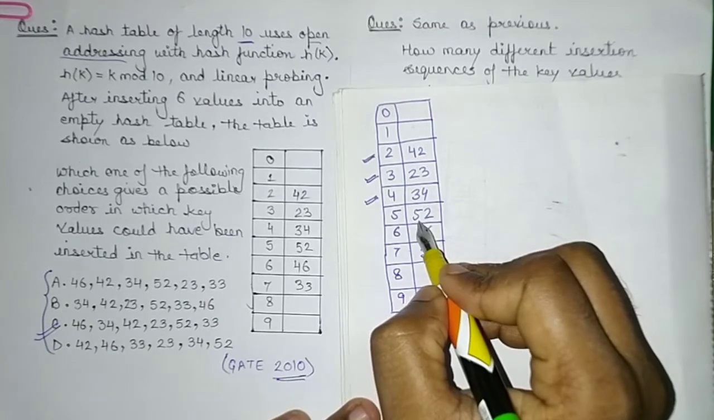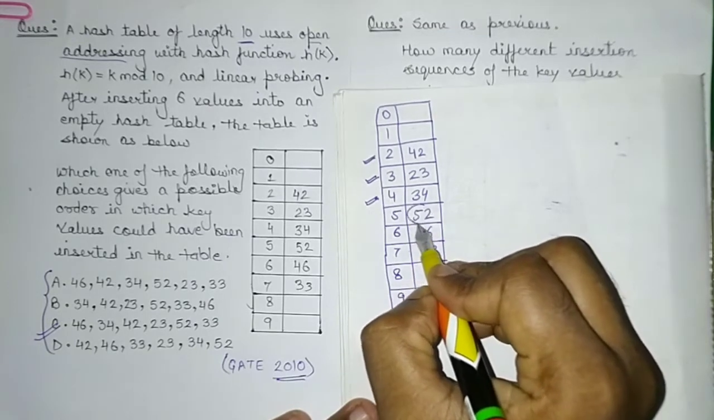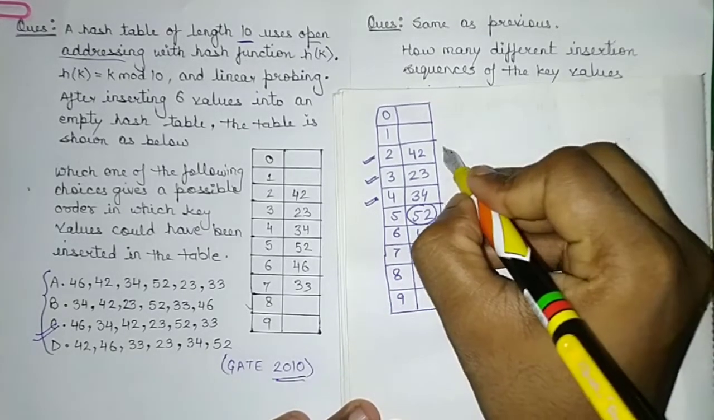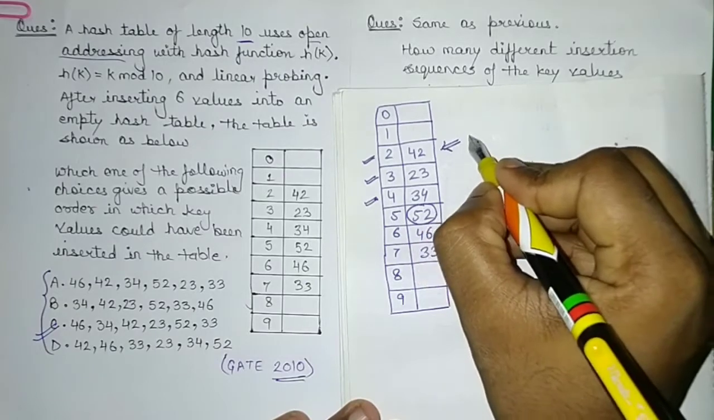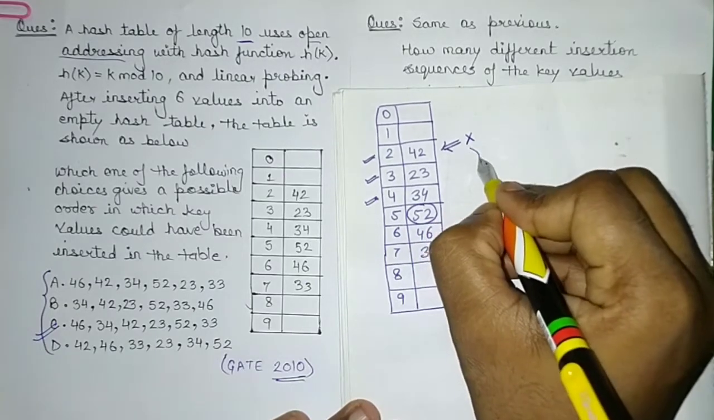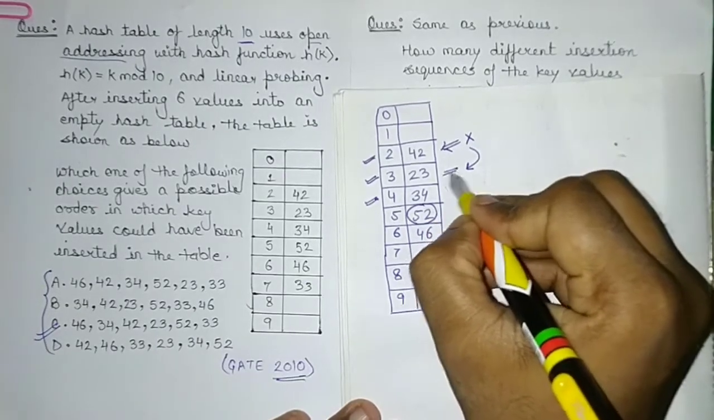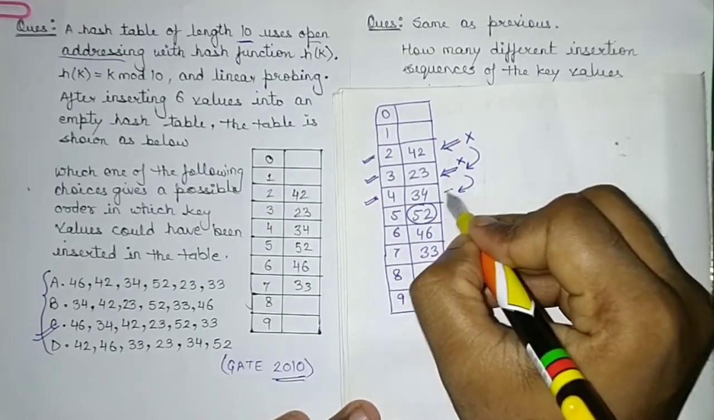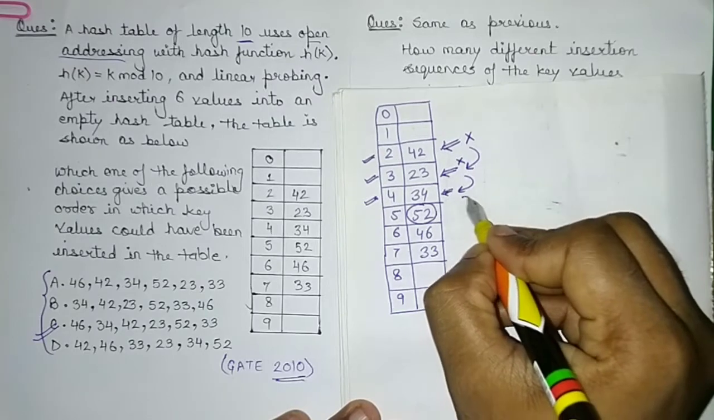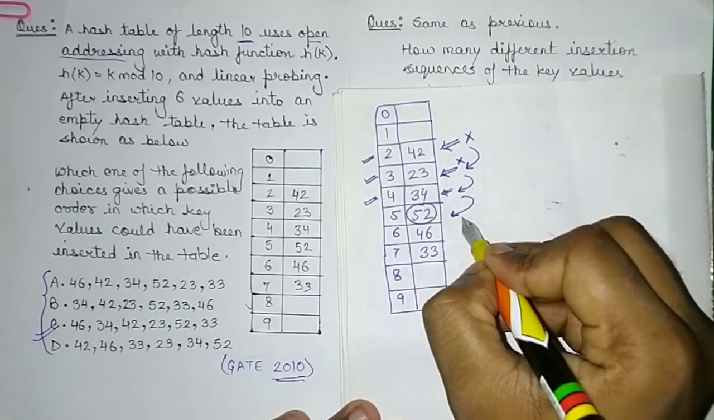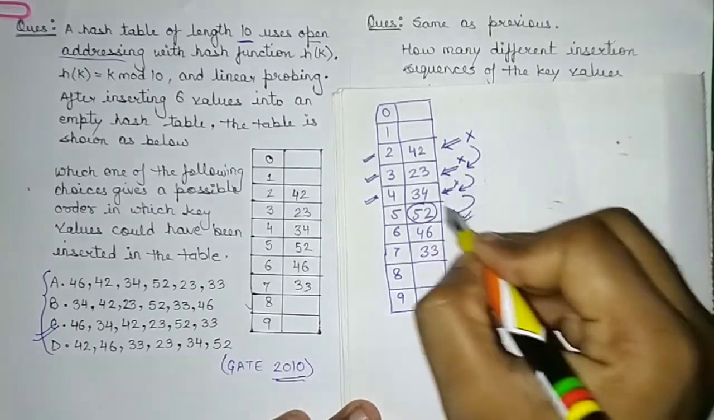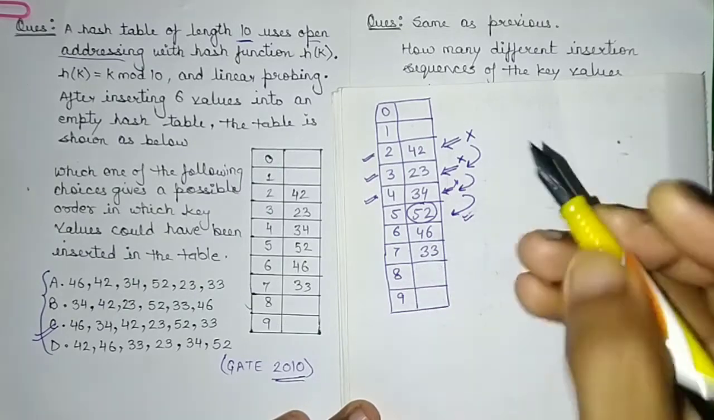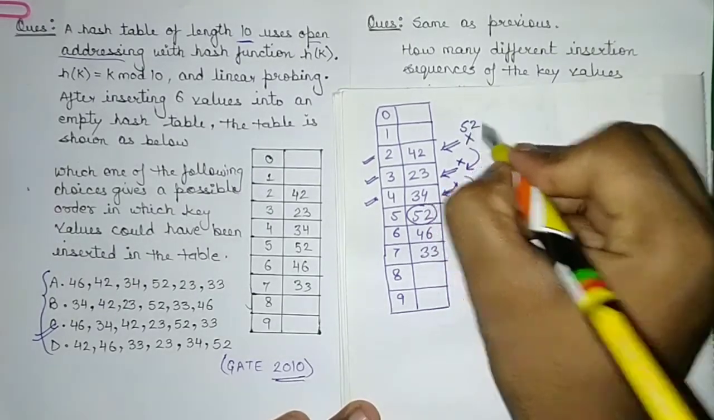But 52 mod 10 is 2, that means it might have started from here, and when there was a collision it moved on to the next. Here also it found a collision, then it moved on to the next, and finally it stored the value over here when it found the empty slot. So this is for 52.